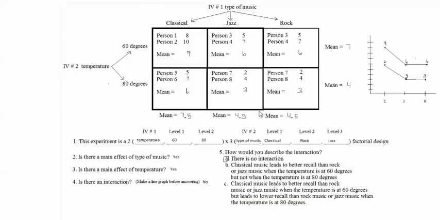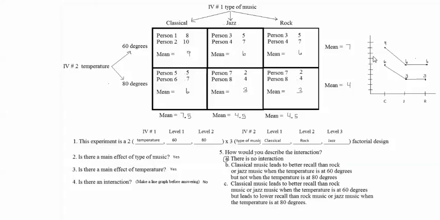Let's look at this one right here. Well, is there a main effect of type of music? We have 7.5, 4.5, and 4.5. So 7.5 is different than 4.5. So since these three numbers are not all equal to each other, there is a main effect of type of music. Since 4 and 7 are different, there's a main effect of temperature.